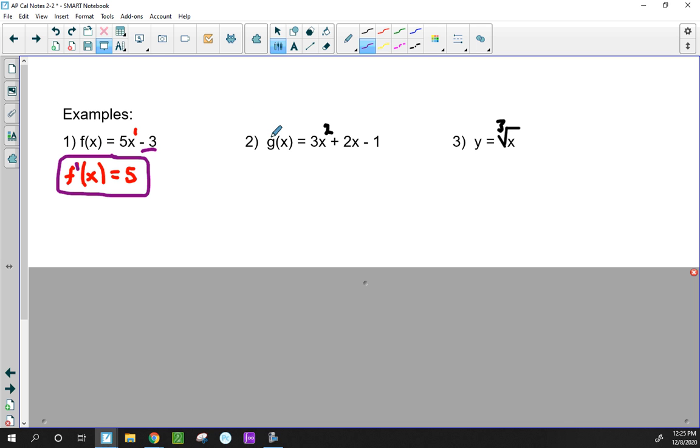Example 2. Function's name is g of x is equal to 3x squared plus 2x minus 1. And we are going to look for the derivative, notice the notation, g prime x, and we're going to do each term separately as I said in the last problem. So let's focus just on 3x squared. 2 times 3 is 6. Drop your variable down, subtract 1 from the power, and it becomes 1.